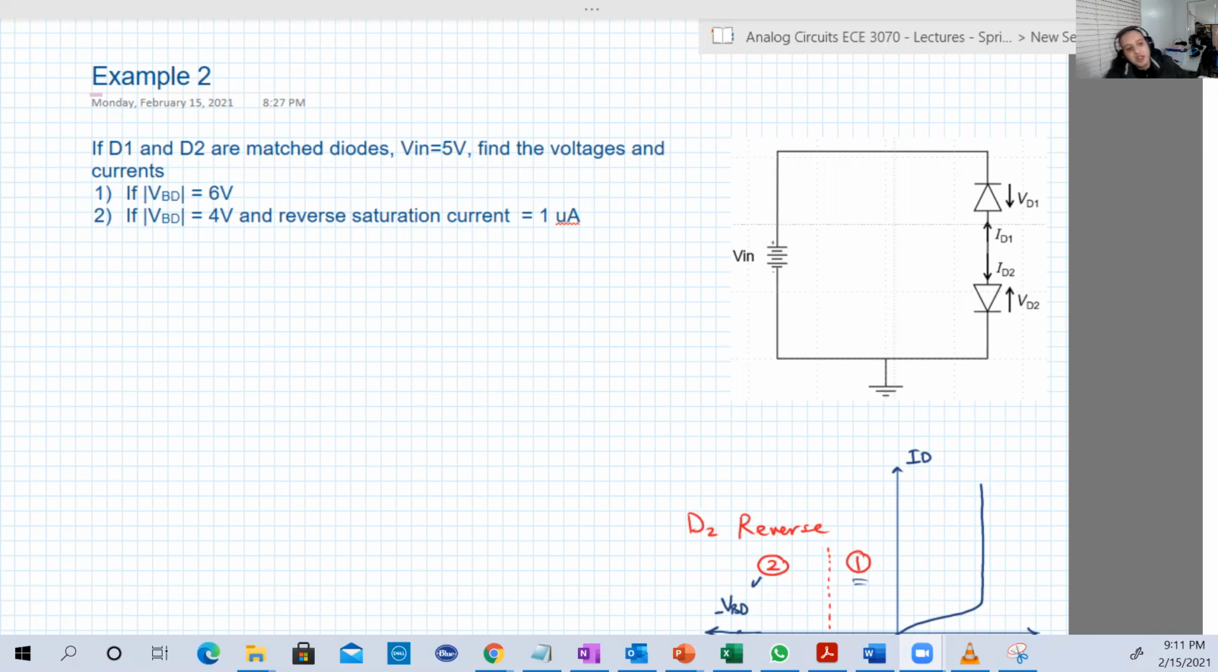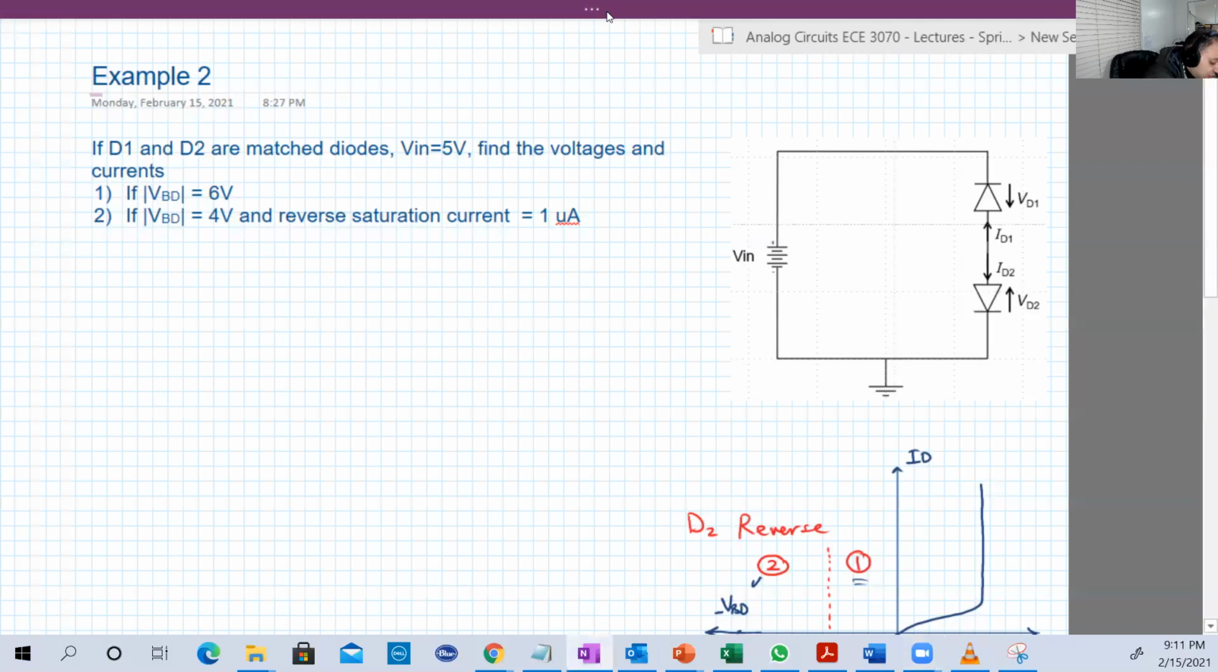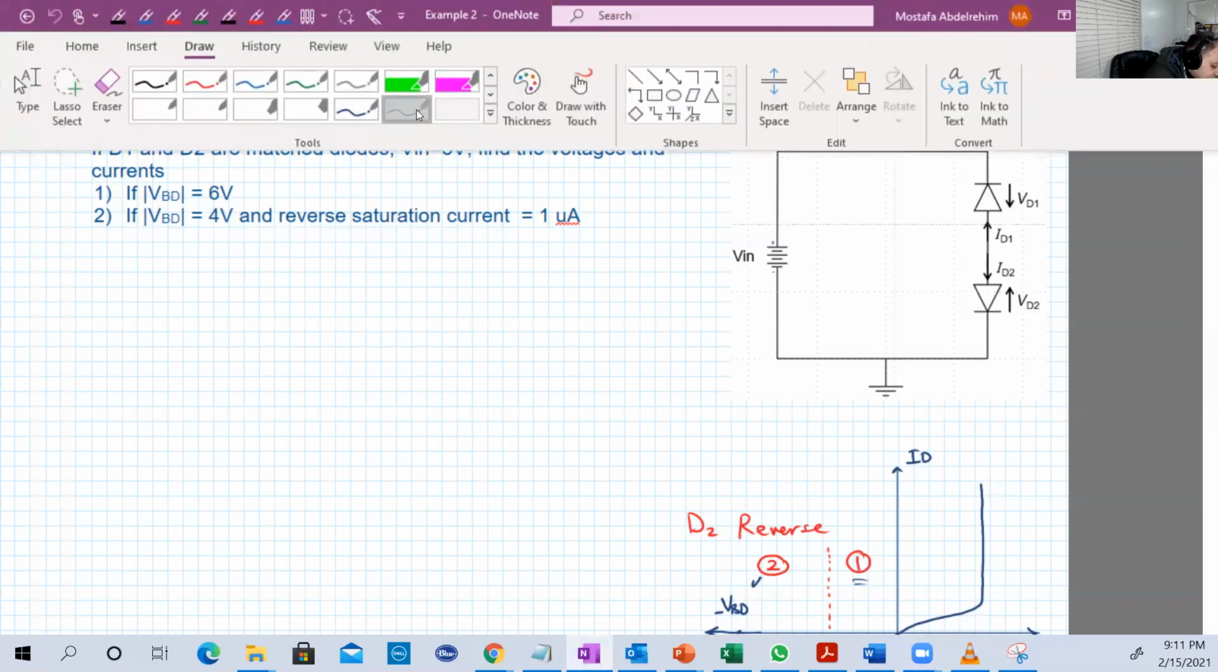We will continue with examples about solving circuits with diodes, our new element that we discovered. Here we have two diodes in series, but different from the last examples, they are in opposite directions. If we check its connectivity to this battery, this one is reverse, and this one is forward. So let's verify this more.